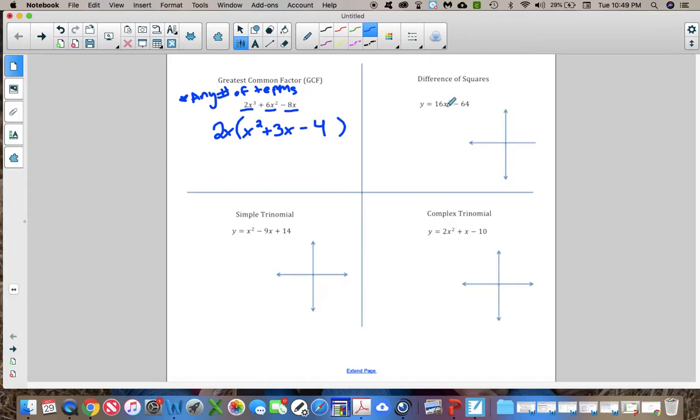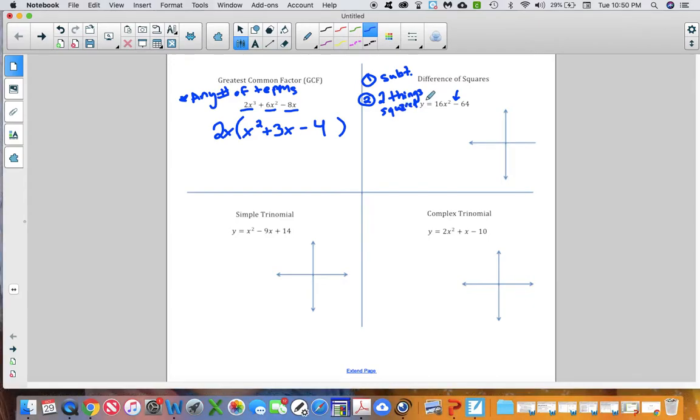So difference of squares. All right, so difference of squares, what makes it a difference of squares? First and foremost, number 1, it has to be subtraction. You have to be subtracting in between them, so I have to have a minus sign. And then number 2, I have to have 2 things squared. I'll just put 2 things squared. That says squared, S-Q-U-A-R-E-D, if you can't see that very well. 2 things that are squared.